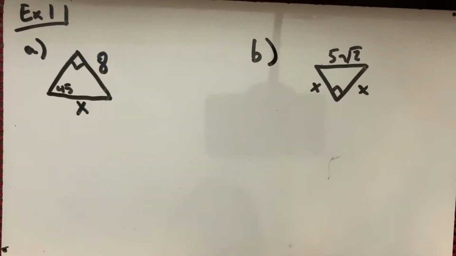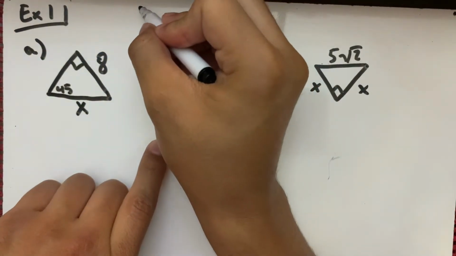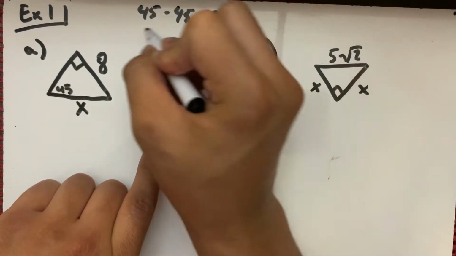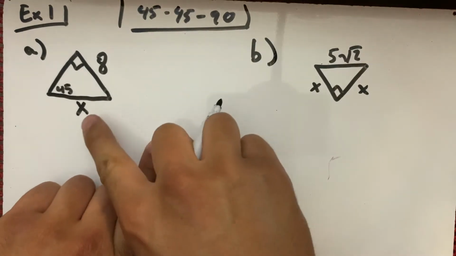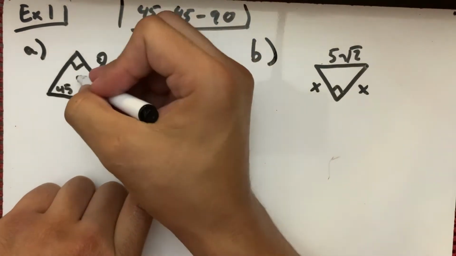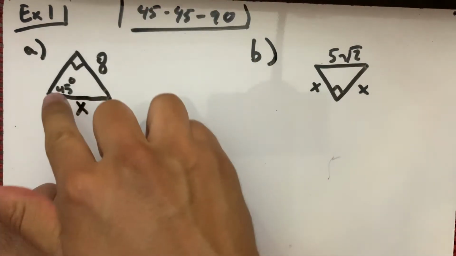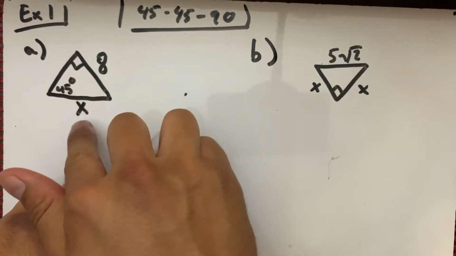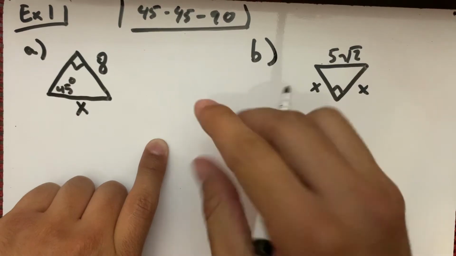All right, so for this example, we're just focusing on the 45, 45, 90 triangle. Okay. If they gave you this sort of information, and they tell you for A that it's a 45-degree angle, this is a right triangle, and this side is 8, then we have to find this x value.